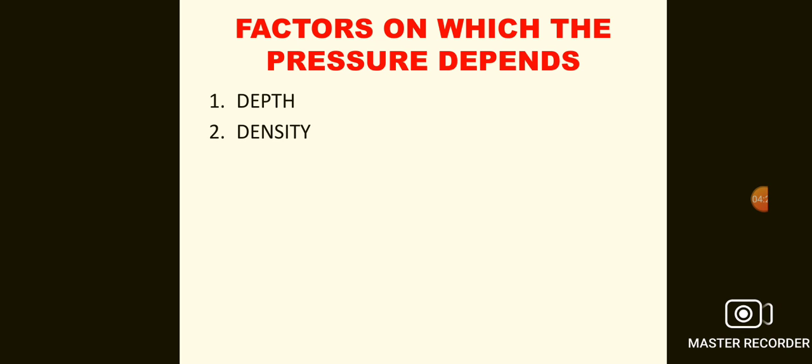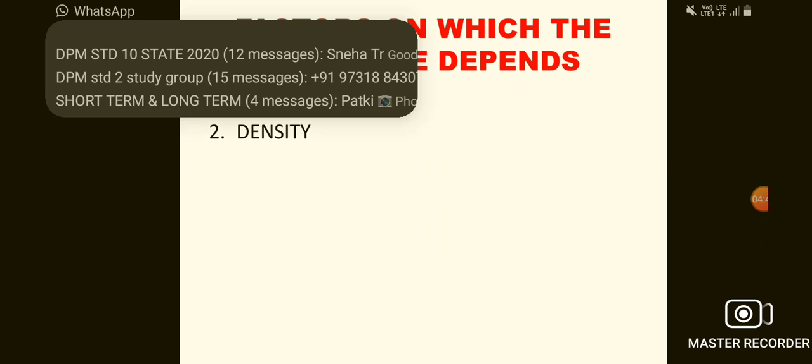The next is density. Different substances, different fluids have different densities. So as the density increases, the pressure increases. Density decreases, pressure decreases. Like you take an example of water and oil. Now density of oil is less than density of water, due to which pressure exerted by oil is obviously less than the pressure exerted by water.